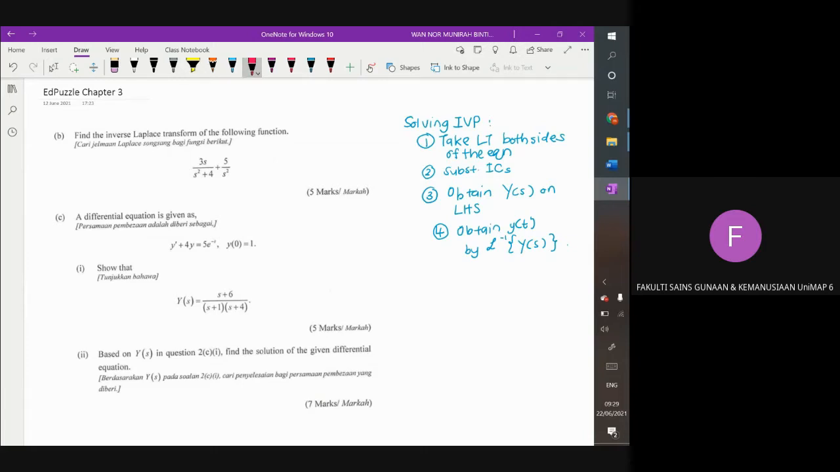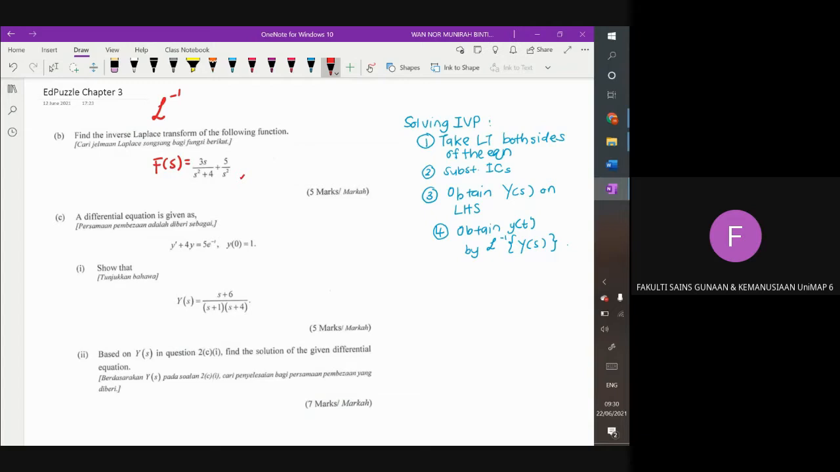The question asks you to find the inverse of Laplace transform of the following function. Inverse of Laplace transform means that you need to find the Laplace inverse. Let's say you name this function F(s). You can name that particular function any name.